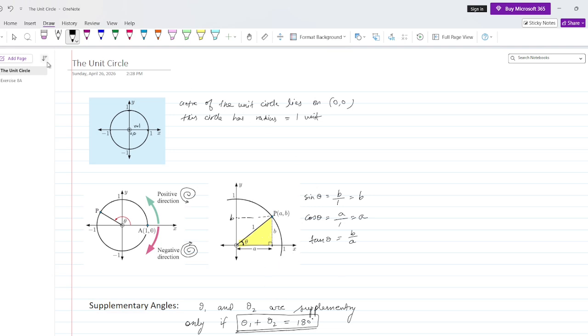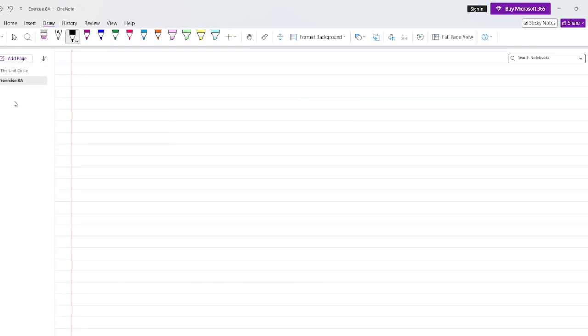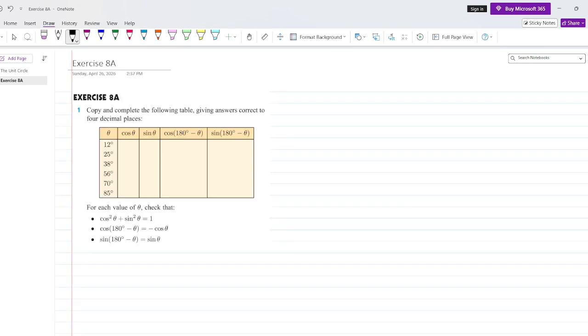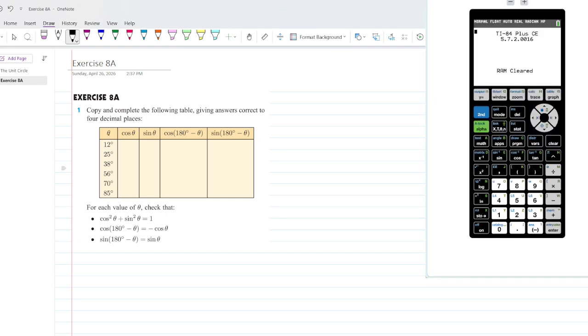Let's go to exercise 8a and solve some questions on it. Copy and complete the following table, giving answers correct to 4 decimal places. So theta equals 12 degrees, 25 degrees, 38 degrees, 56 degrees, 70 degrees, and 85 degrees. Now we can use the calculator to calculate all these values.